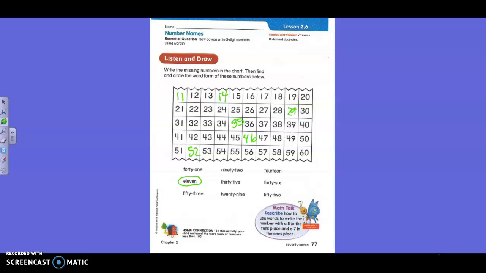Okay, 14. What row is it? First, second, or third row? And top, bottom, or middle? Top. Okay, third top. 14. All right, I want you guys to do the rest. Circle the rest: 29, 35, 52, and 46. I'm going to come around and check them, and I'll let you have a red star.